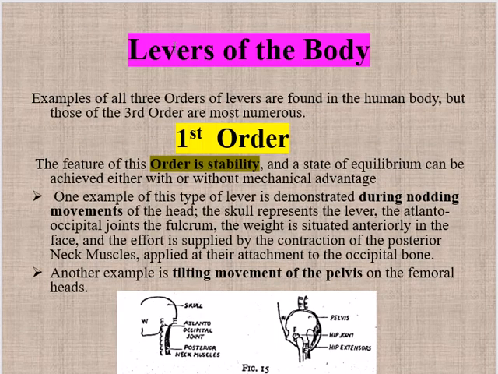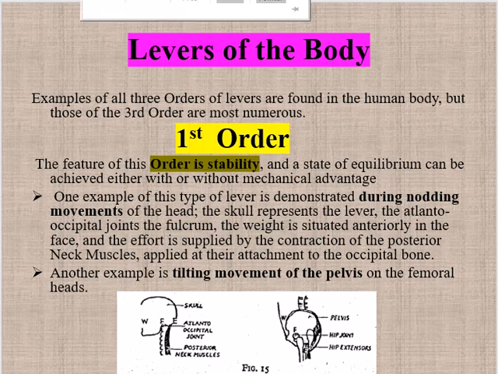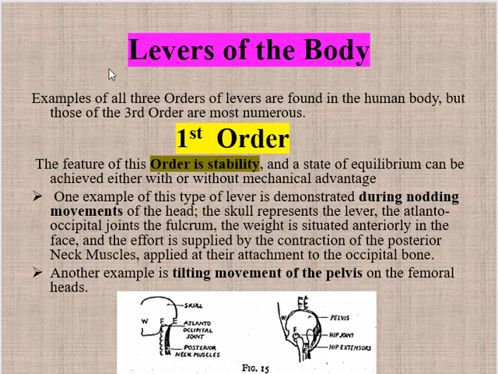Now we discuss levers of the body. Levers of the body we discuss with examples. As you know, there are 3 levers by classification, or we can say there are 3 orders of the levers. So similarly, when we take examples in the human body, there are the same 3 orders of levers.